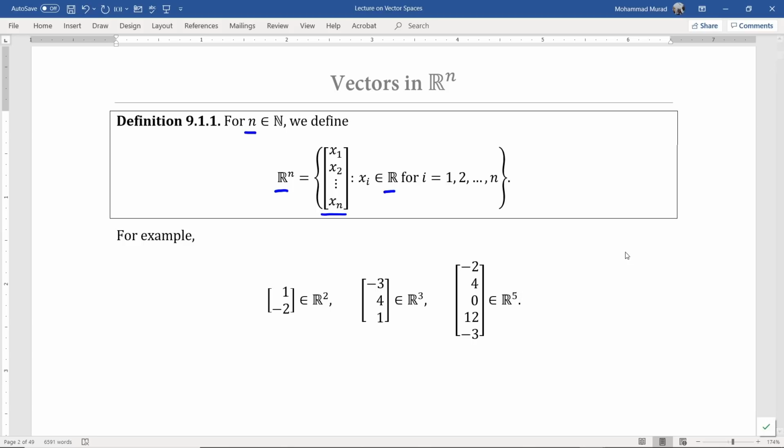For example, the ordered pair written in a column form, 1, negative 2, is an element of the set R2. The ordered triple with components negative 3, 4, 1 is an element of the set R3. And this list with 5 components, negative 2, 4, 0, 12, negative 3, is an element of the set R5.